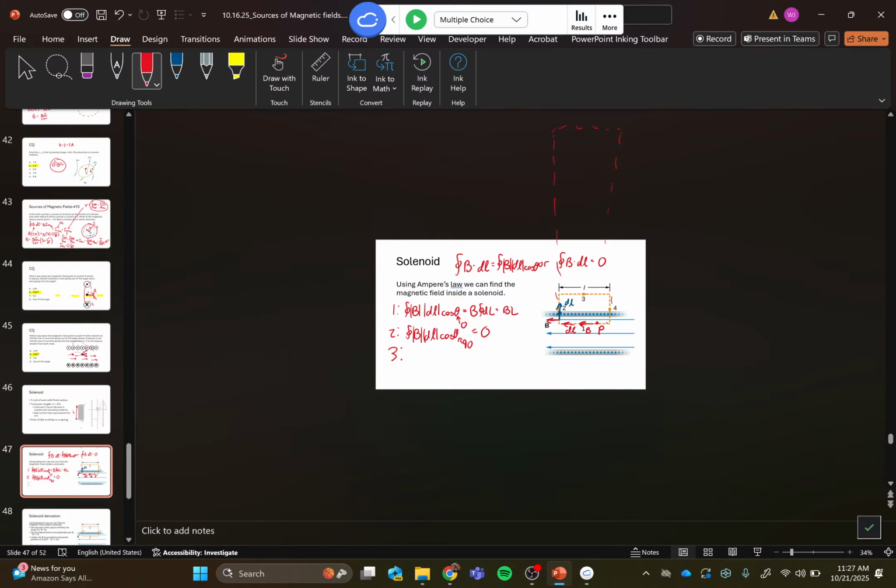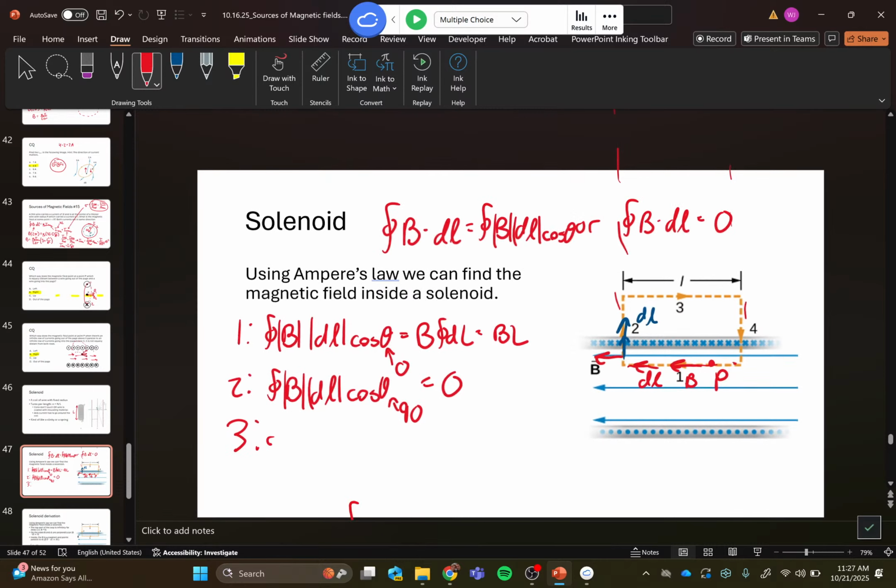Let's see what's going to happen when we do this integral. Now, something I didn't note is that outside this, we're going to assume the field points the other way. It's going to make a circle. So on the inside, it points to the left. On the outside, it points to the right. It loops back around. Okay, great. So why am I doing this? I've got to write the integral real quick, and then it's going to be really simple to show you all.